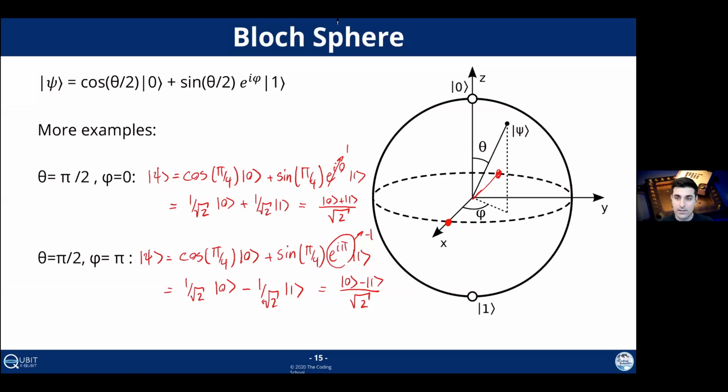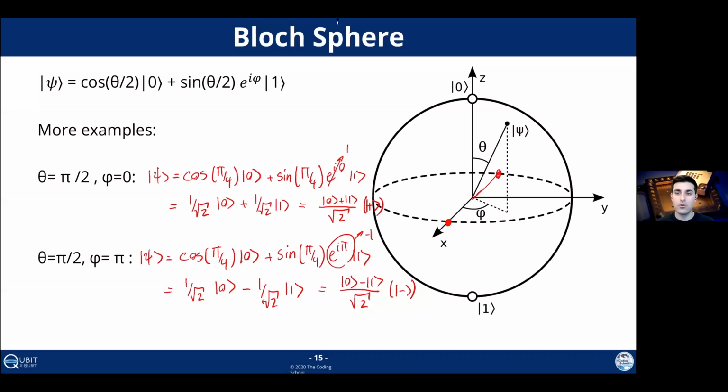Now this (0 plus 1) divided by square root of 2, and this (0 minus 1) divided by square root of 2, which again were the plus state and the minus state that we talked about, were the possible outcomes of measuring along the x direction. And what we're seeing is that these two points are in the positive and negative directions of the Bloch sphere along the x-axis.